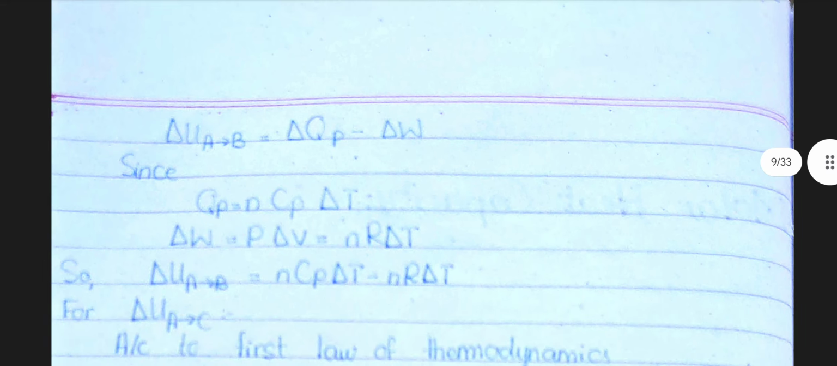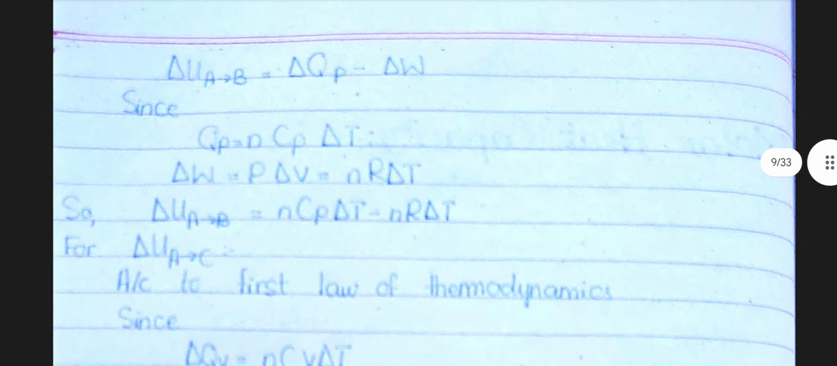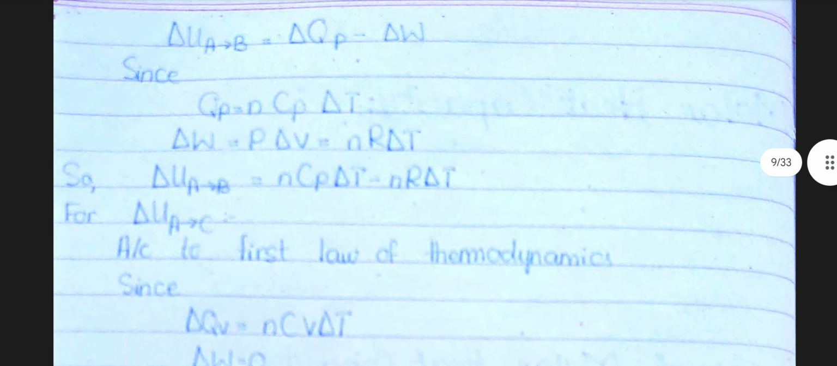Delta U from A to B is equal to delta Q_P minus delta W. Since delta Q_P is equal to n C_P delta T, and delta W is equal to P delta V, which is equal to nR delta T, delta U from A to B is equal to n C_P delta T minus nR delta T.